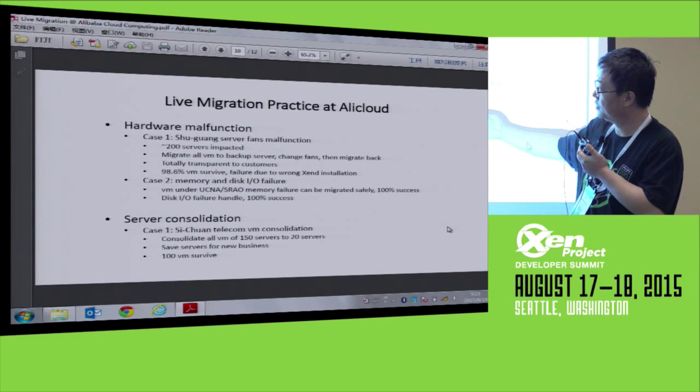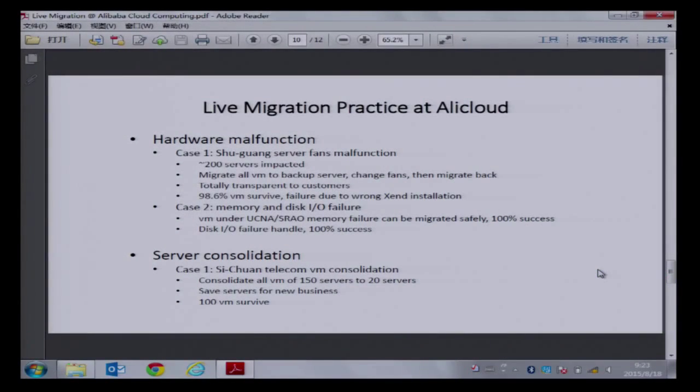At that time, the VM survival ratio was 98%. The only reason is that we installed a wrong Xen version on 2 physical servers. So at that time, we didn't get 100% VM survival. This is case 1.